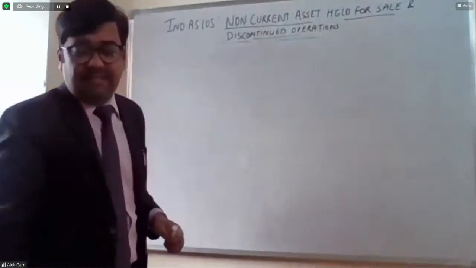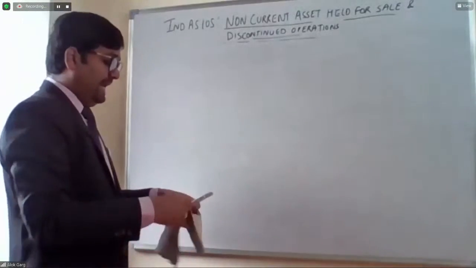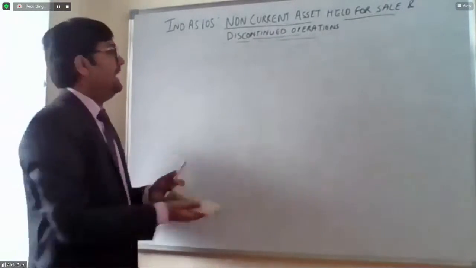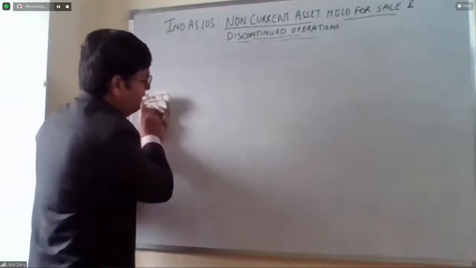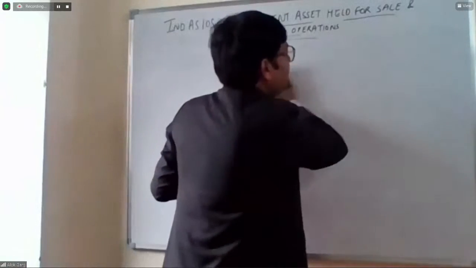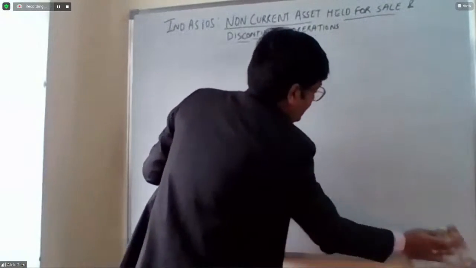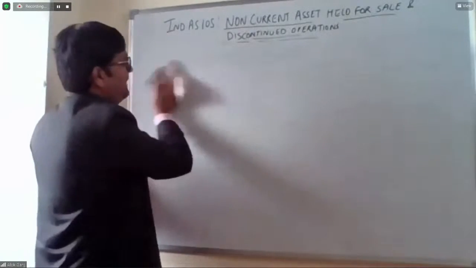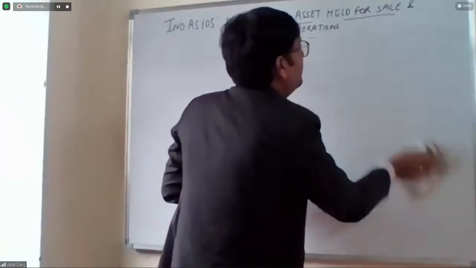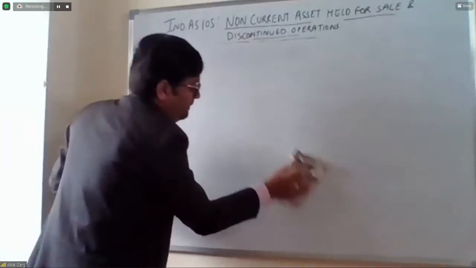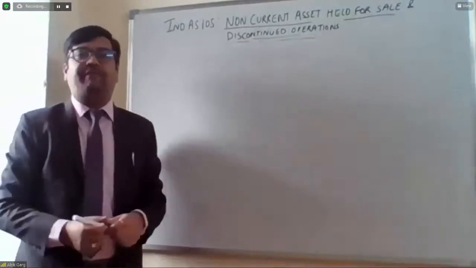So now we are discussing the change of plan. For example, the management has changed its mind, the management has changed its plan. For example, the asset is no longer available for sale, the management is not able to sell the asset. Then what will happen? For example, there is no buyer in the market, no one wants to purchase this asset. Or for example, the demand has increased widely and now management wants to run all the factories.